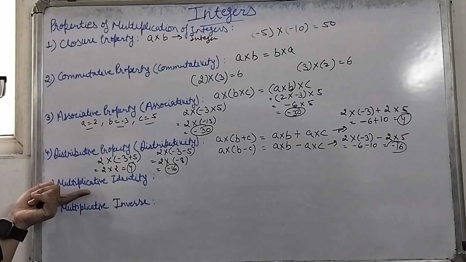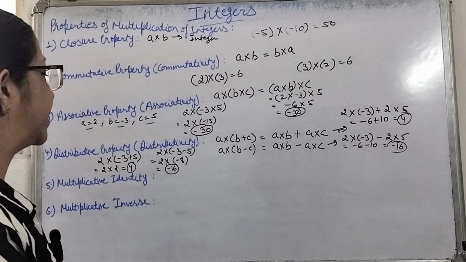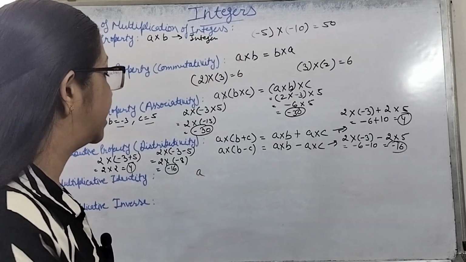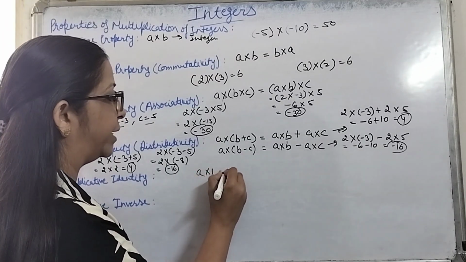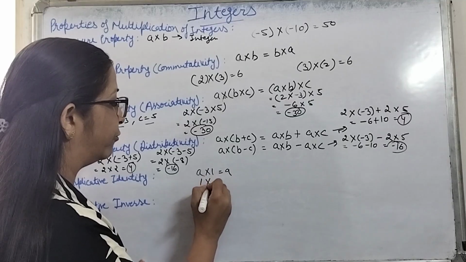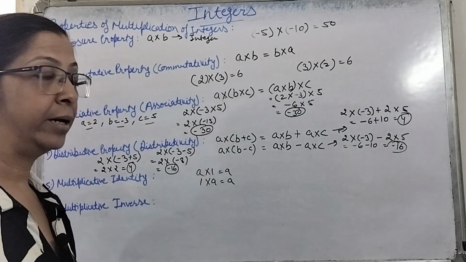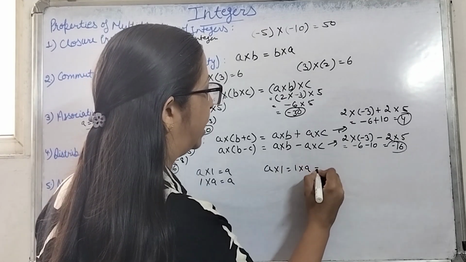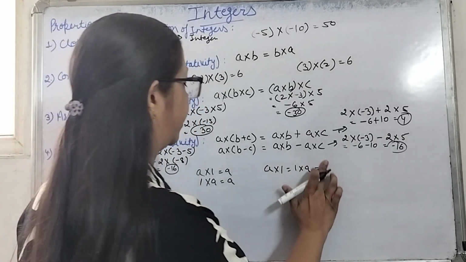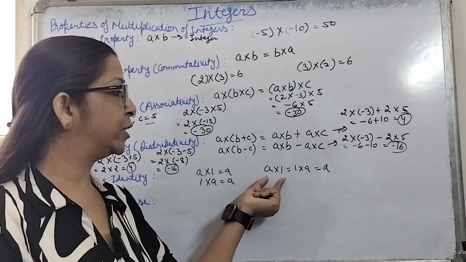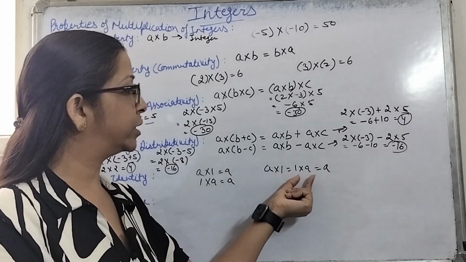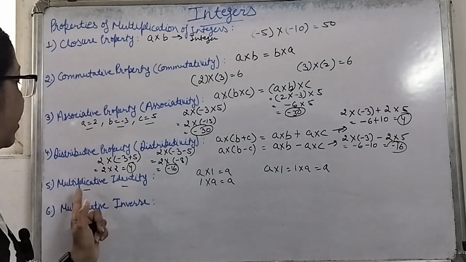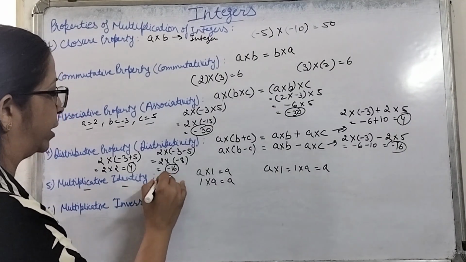Now the next is the multiplicative identity. Suppose a is any integer. If we multiply a by 1, the product will be a. And if we multiply 1 and a, the product will be a. That simply means a multiplied by 1 is equivalent to 1 multiplied by a, which is equivalent to a only. For this condition also the answer is a. That's the reason that for every integer the multiplicative identity is 1.